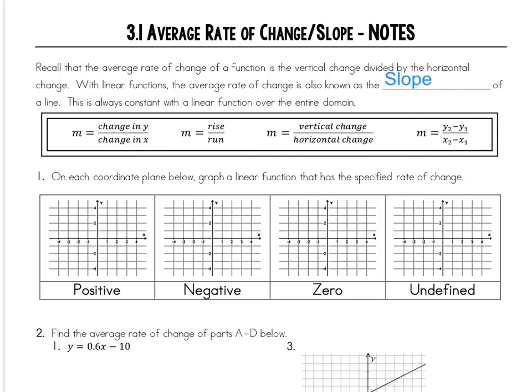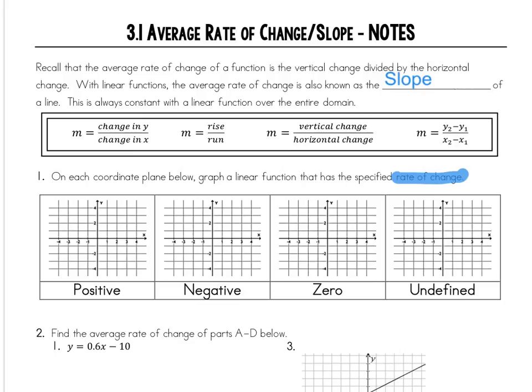Here's a formula. You might have used it last year. I personally don't like this formula. I like to show my slope in a table instead. All right, so what are the different types? So question 1 says, on each coordinate plane below, graph a linear function that has a specified rate of change. And we know that rate of change is really the same thing as slope, potato, potato.